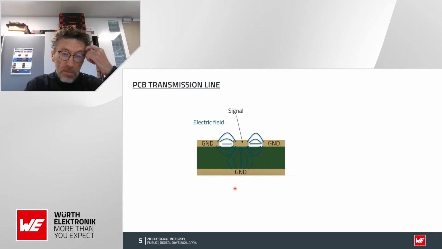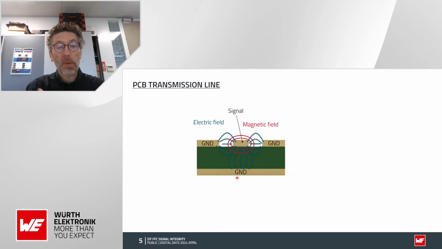When you send a voltage and a current or signal inside of the trace, then you will create an electric field between the ground and the signal, from here to here, from here to here, and from here to here. And of course, you will have the magnetic field also. So electric field plus magnetic field, this is an EM field.